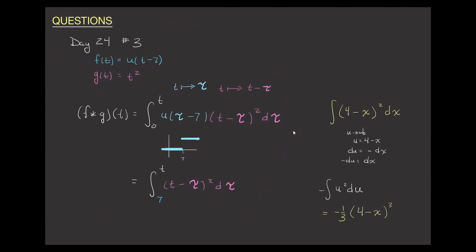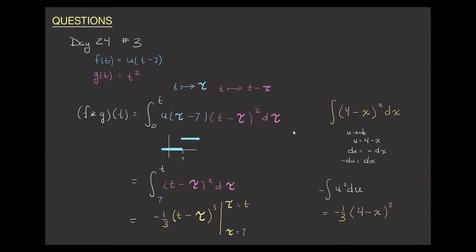So when we take the antiderivative, what we'll get is, maybe I'll switch to yellow, negative 1/3. t is just a constant because we're integrating with respect to tau. So just treat it like the 4. So we get negative 1/3 times t minus tau, and then that's going to be cubed. But then we are going to evaluate it from tau is equal to 7 up to tau is equal to t.